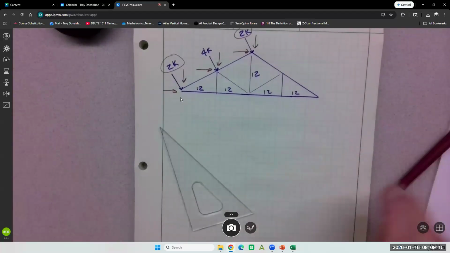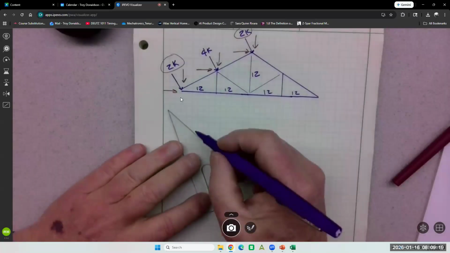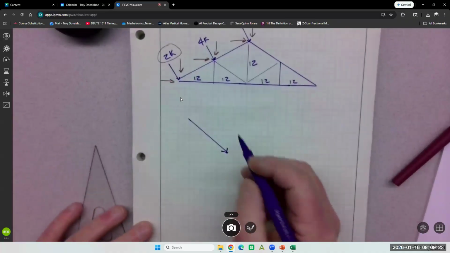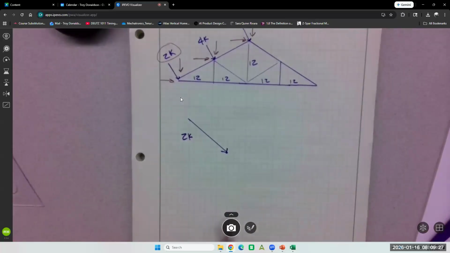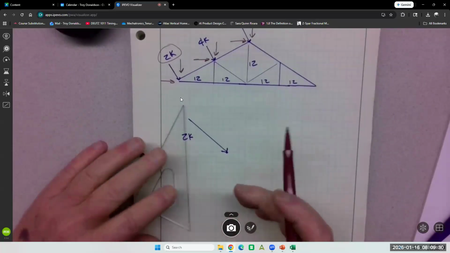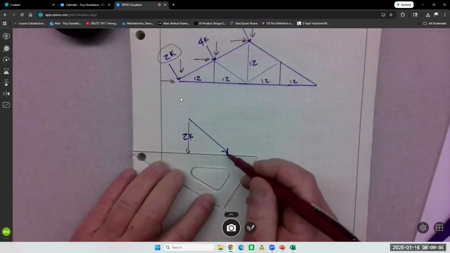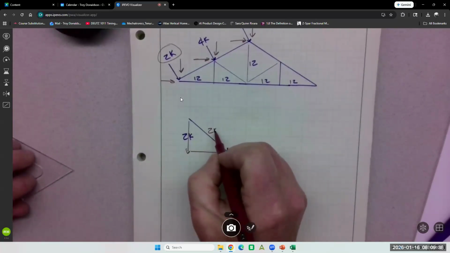The way I do it is kind of separate those forces out. So I'll draw the 2 out separately, and then I'll draw its components, and I'll draw it with this one coming down, this one coming over, right? And the 2K is here.